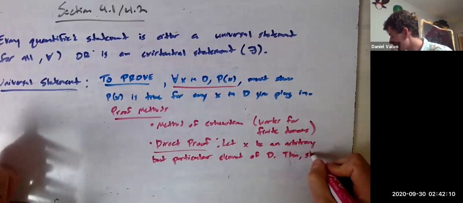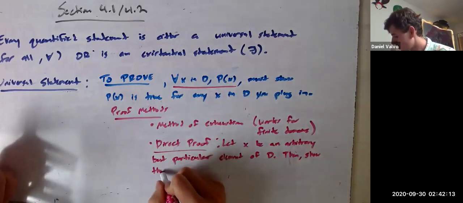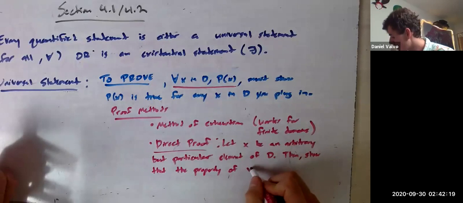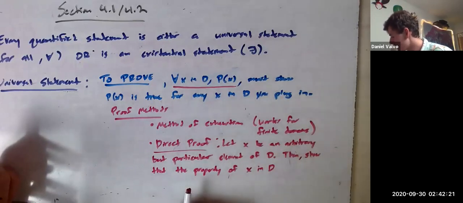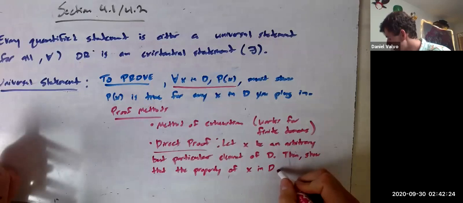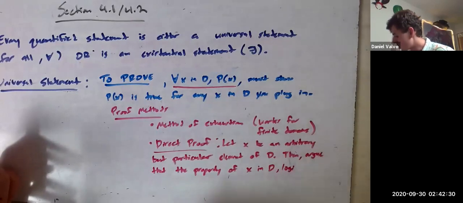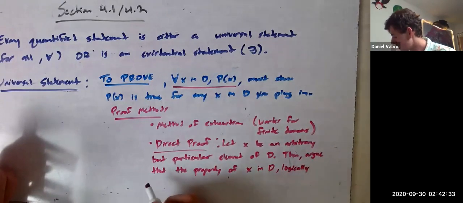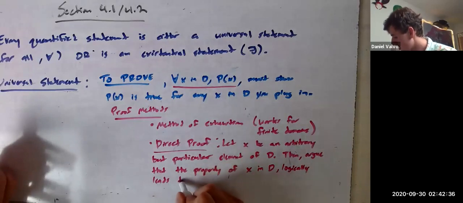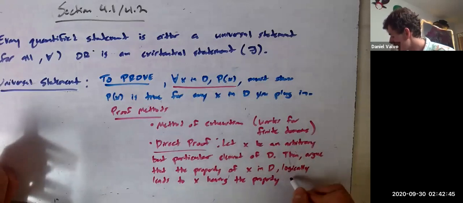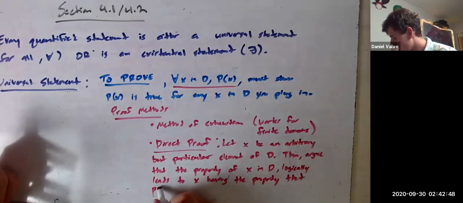Then show that the property of x and D, or maybe I should say then argue that the property of x and D logically leads to x having the property that p of x is true.